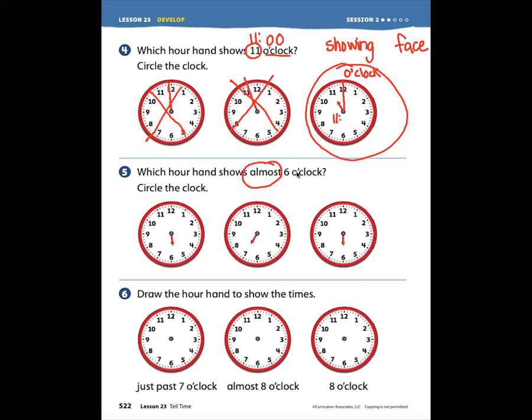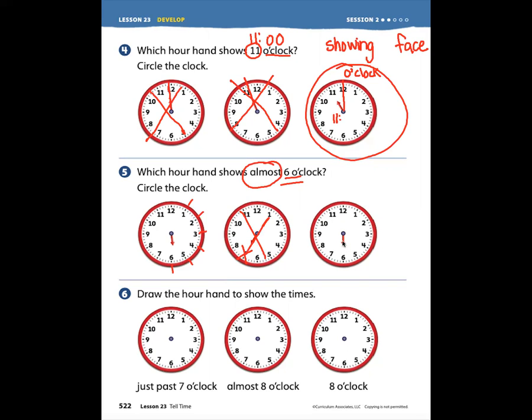Almost. Does it say shows exactly? No, it says almost. So here we have 1 o'clock, 2 o'clock, 3 o'clock, 4 o'clock, 5 o'clock, 6 o'clock. Okay. We have to look at the hour hand. Where is it pointing? This looks like it's pointing between the 5 and the 6. Okay. This hour hand looks like it's pointing exactly at the 7. Well, that doesn't say almost 6, so that can't be right.